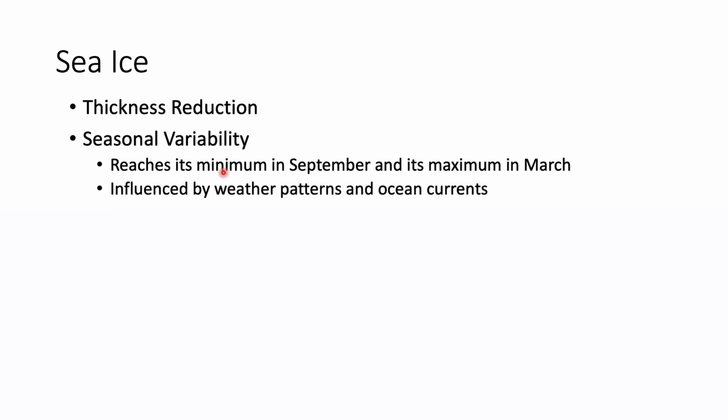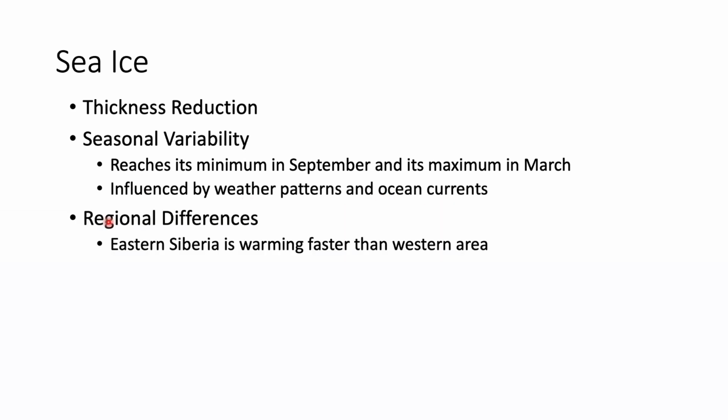So what are all the ways by which the sea ice reduces? One, it may be the reduction in the thickness of the ice, or there is a seasonal variability. That means it reaches its minimum in September and its maximum in March. So this is again influenced by the weather pattern and the ocean currents. There are also regional differences which are seen. That means eastern Siberia is warming faster than the western area, which we have seen in the temperature anomaly.